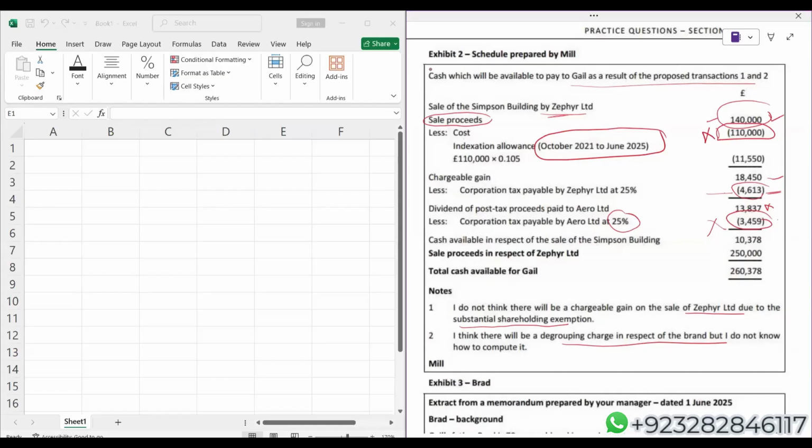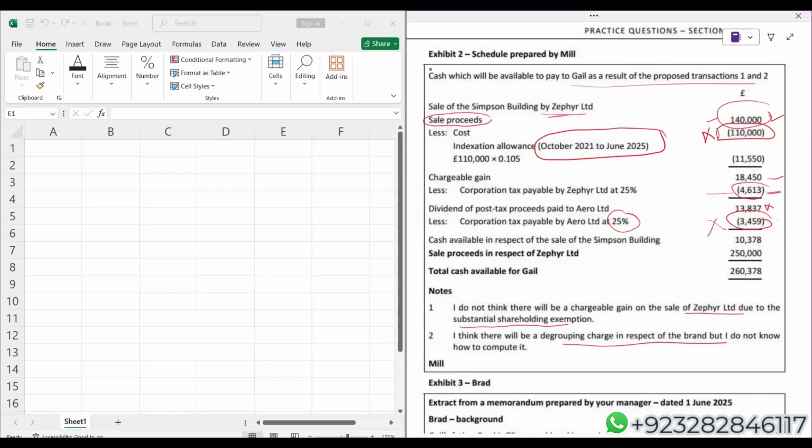Repeat. When does degrouping charge arise? When there's a transaction between 75% capital gain group members, number one, but within 6 years of that disposal, let's say the company which has bought the asset, which is EFR here, leaves the 75% capital gain group within 6 years of the disposal or buying that asset, and at the time of leaving the group it still holds that asset, then degrouping charge will arise. But here, whenever SSE is available, then degrouping charge will not arise.